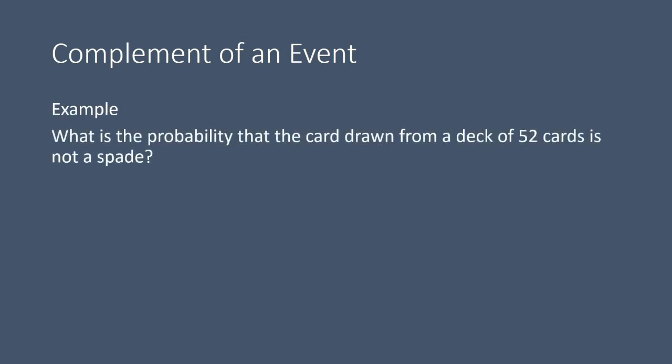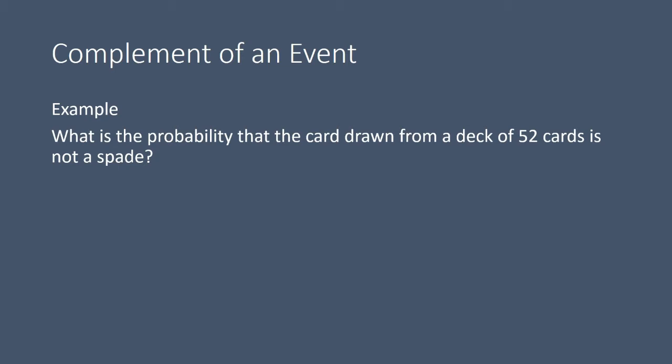Okay, so let us go to this. What is the probability that the card drawn from a deck of 52 cards is not a spade? Well, you know that there are 13 spades, 13 hearts, 13 diamonds, and 13 clubs. So you have 39 cards that are not spades. So if you were to use the frequency method, the probability that the card that is drawn is not a spade is equal to 39 over 52.